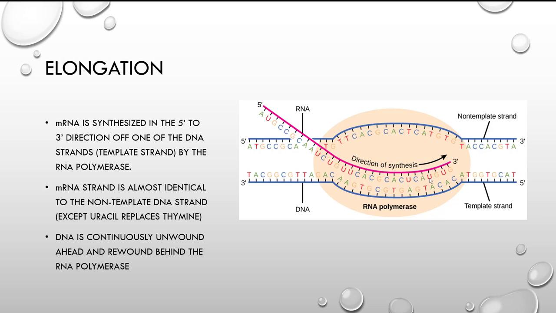All right, so it's being built off of the template strand, but it looks just like the non-template strand with the exception of the uracil there. So elongation will just keep on going all the way through the sequence of the gene.